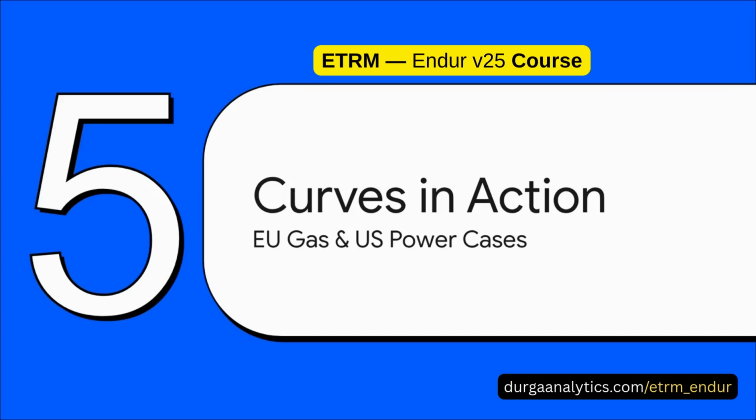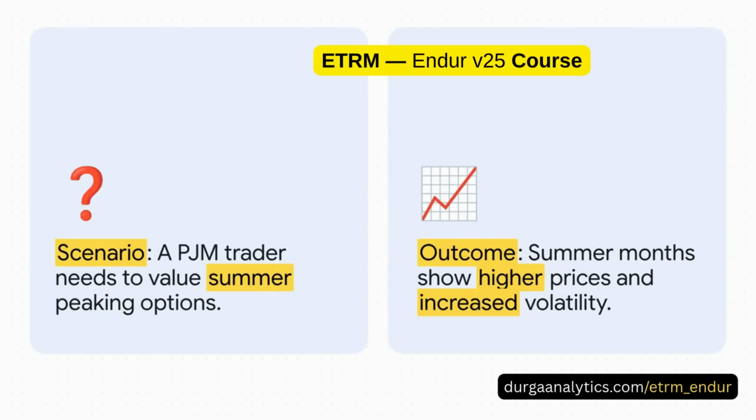So let's connect all this technical detail back to real-world trading decisions. We're going to look at a couple of brief case studies that show these curves in action, starting with the U.S. power markets. So picture this. Our scenario is a power trader in the PJM market, and they need to value options that only pay out during the peak summer months. Their analysis, which is driven entirely by curve data, reveals a critical insight. Both the expected future price, the forward, and the uncertainty, the volatility, are way higher in June, July, and August.